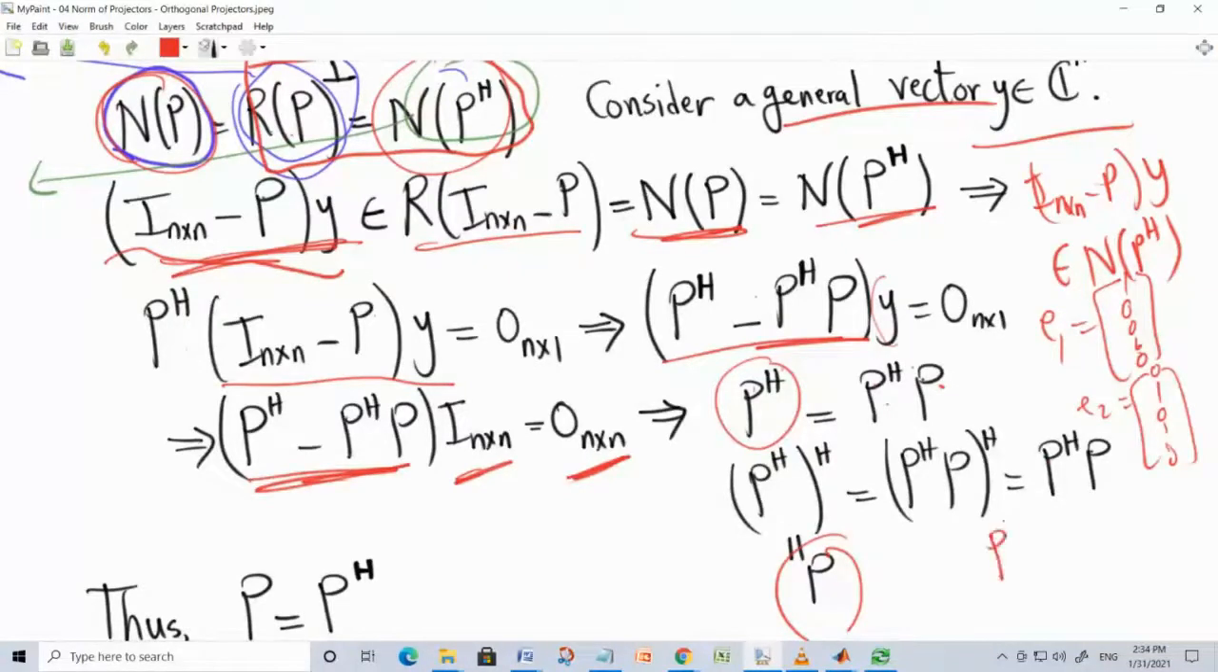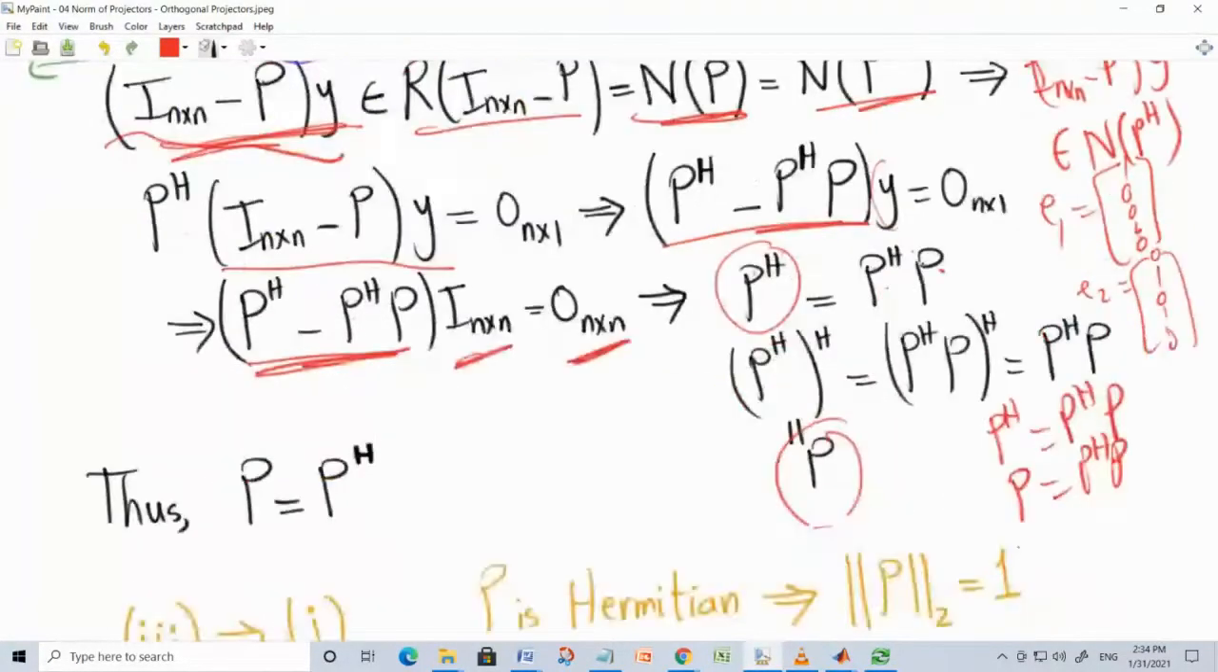So what do we conclude from here? That B Hermitian is B Hermitian B, and that B itself is B Hermitian B. Then those three are the same, right? Then B is indeed equal to B Hermitian, which is equal to B Hermitian B, which means that B is a Hermitian matrix. So if I give you an idempotent matrix and a projector, and I tell you that the column space of that projector is orthogonal to its null space, it must be the case that the projection matrix is Hermitian.